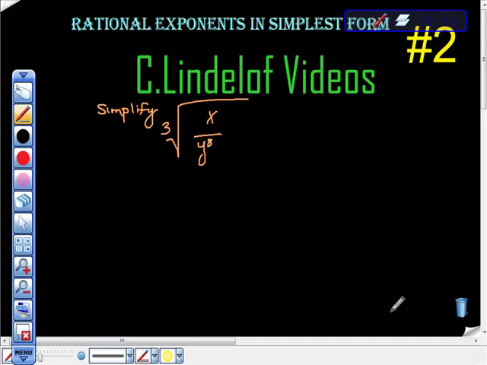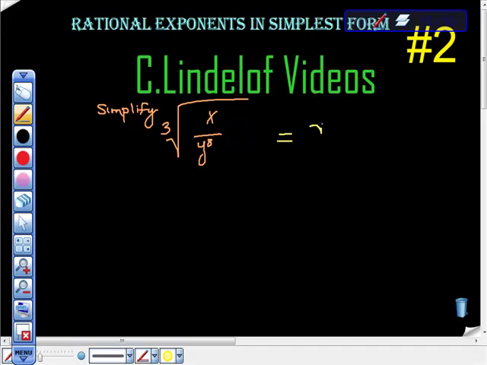Rational exponents in simplest form, number 2, the second one here, and we're asked to simplify the cube root of x over y to the eighth power. I want to just show you something to show you why this is a little bit of an issue. Depending on what level of math you're at, this may or may not be an issue, but at the higher levels of math, we are not supposed to have this. And let me show you what this translates to.